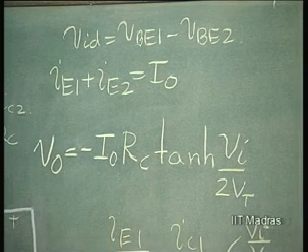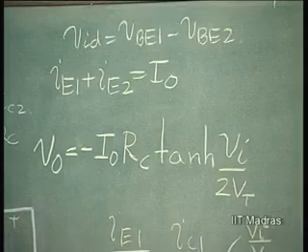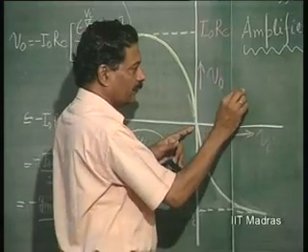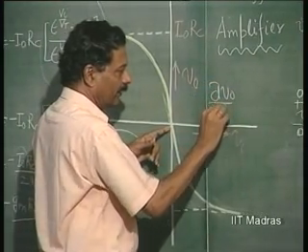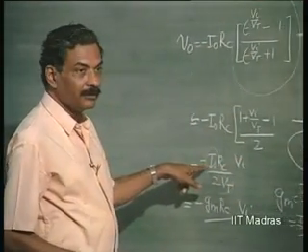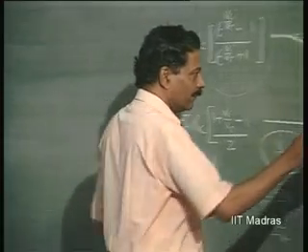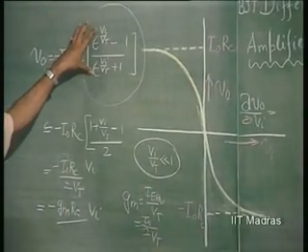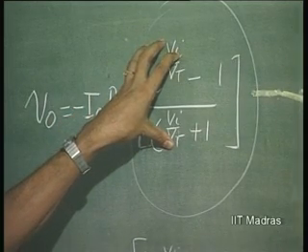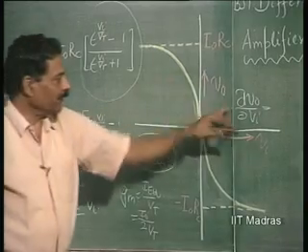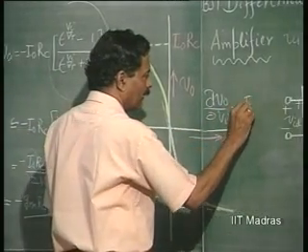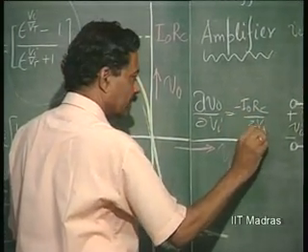Now, this slope here is nothing but delta V naught by delta V I. If you do that, please do the differentiation of this using the hyperbolic tan function and show that delta V naught by delta V I is nothing but the gain, which is the same as minus I naught R C by 2 V T.